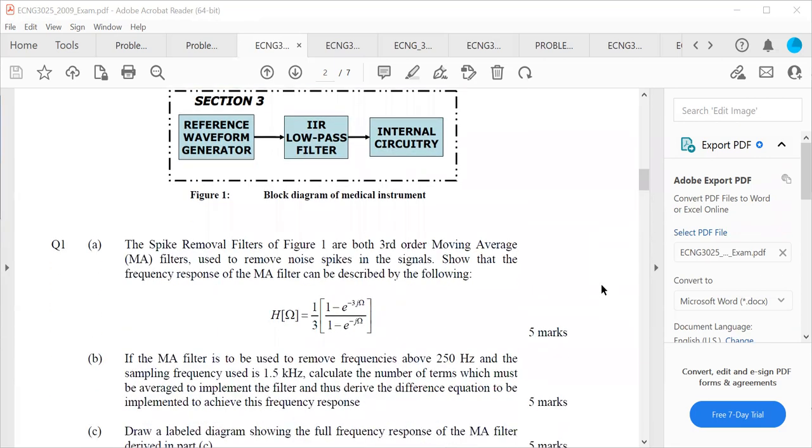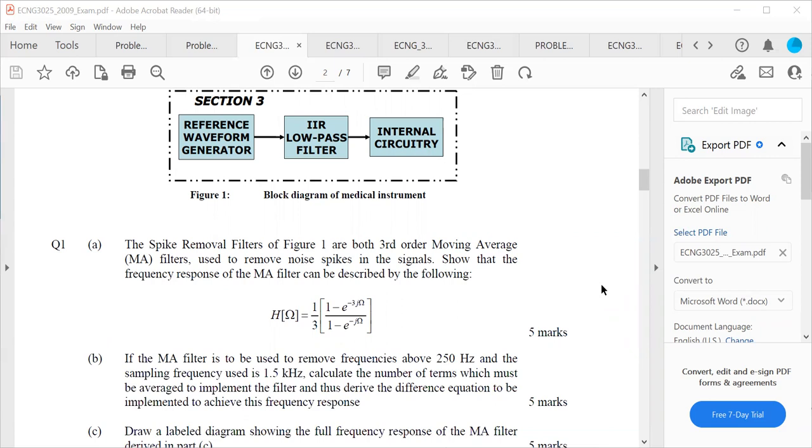Right, and the first part of the question was, of course, the spike removal filter, which had to do with a third order moving average filter. And if you remember, in the subsequent papers too, spikes are sudden high frequencies that distort the signal. A simple way of getting rid of that is to use an easy low pass filter. And the easiest low pass filter that you can construct is a moving average filter. All it simply does is average n consecutive terms as you go around. So it's a moving average.